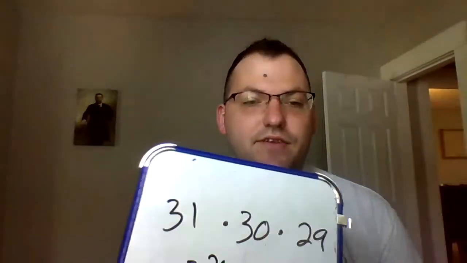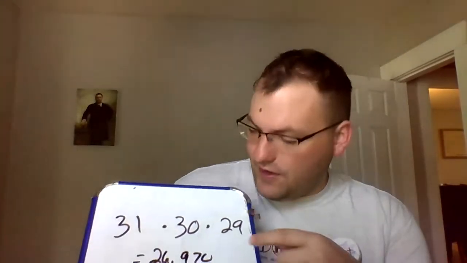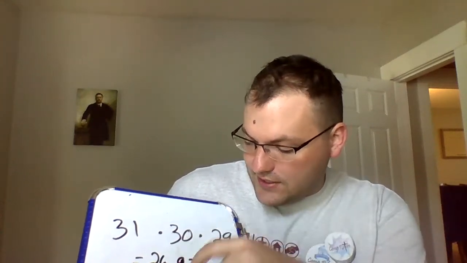And if you do that on your calculator, you get 26,970. That is a lot of combinations. And that's just with 3 scoops, right?